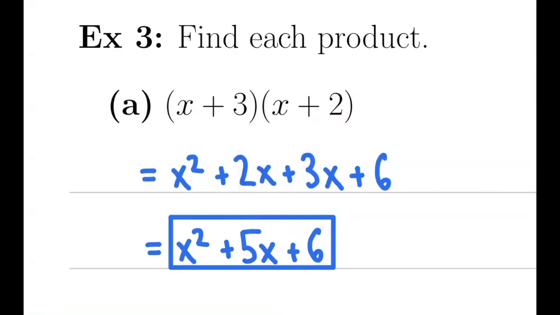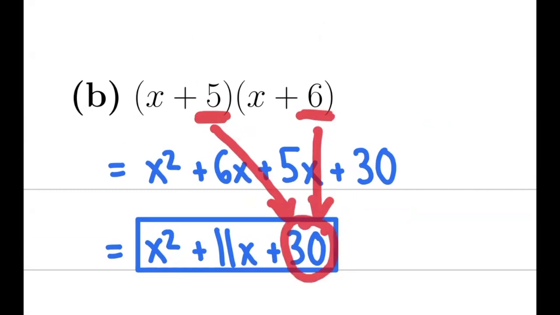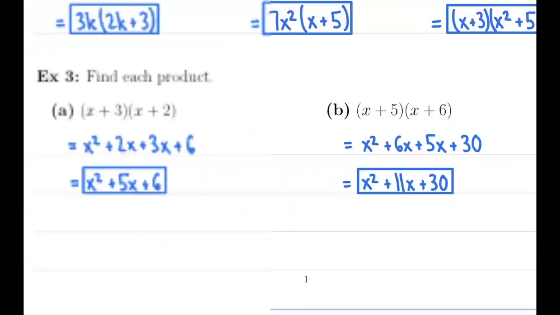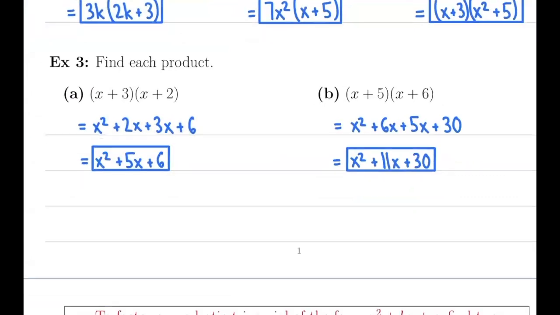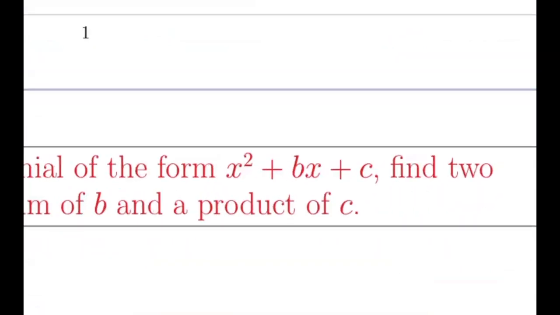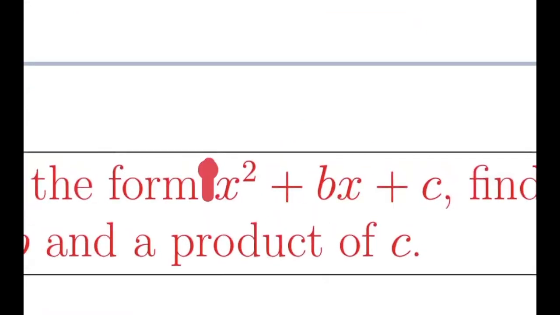So it looks like there's some kind of pattern. Same thing over here: 5 times 6, you get that last term, 30, and 5 plus 6, you get that 11. To factor a quadratic trinomial of the form x squared plus bx plus c, you need to find two integers with a sum of b and a product of c. I want two numbers that when we multiply them, we get c, and when we add them, we get b. Just remember, this is only for 1x squared.